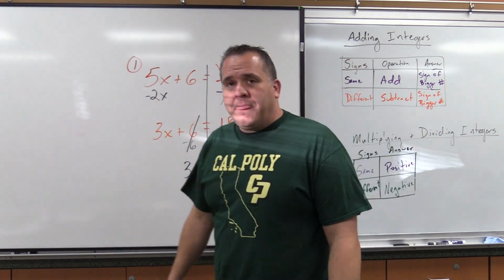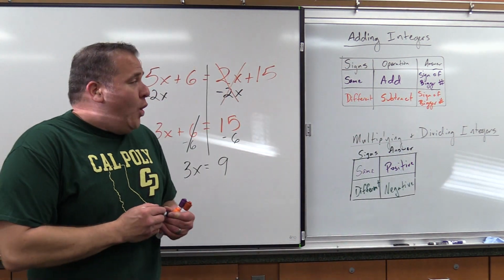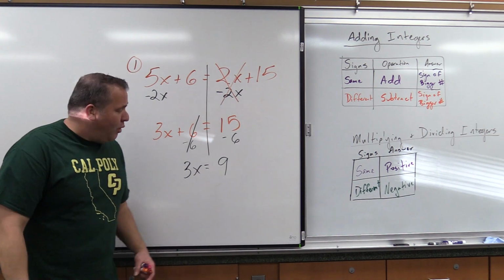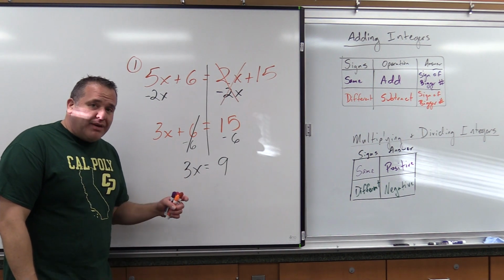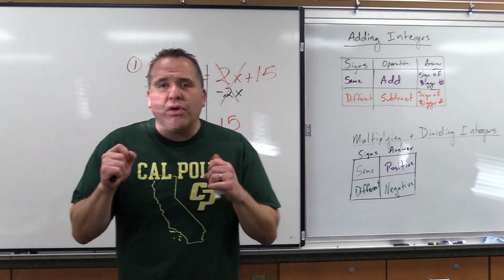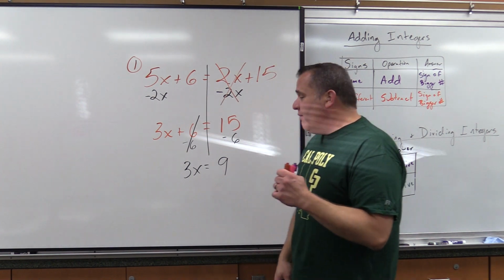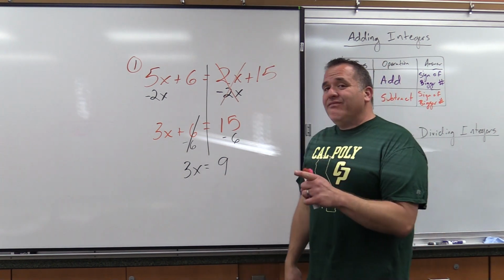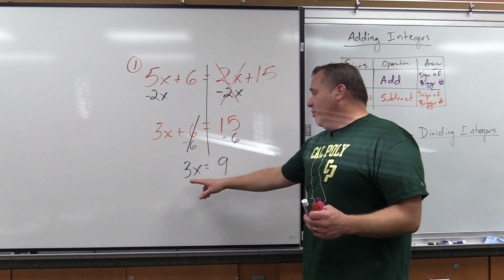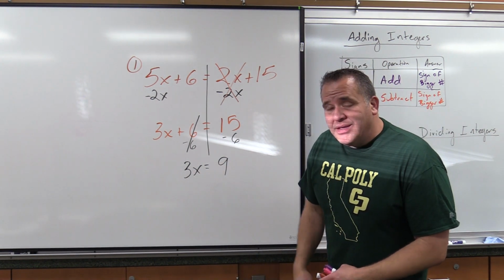So there we go. Now, we got 3x equals 9. What am I going to do next? Well, now I'm going to get rid of whatever's being multiplied to x. Now remember, we have to know the inverse operation of multiplication. Remember, the inverse operation is the opposite operation. So what is the opposite operation of multiplication?